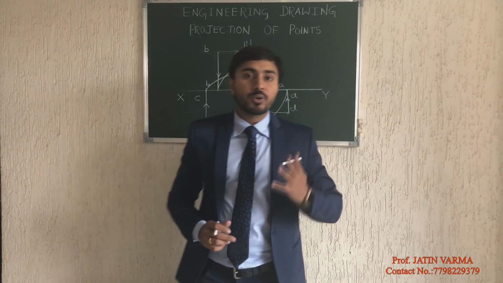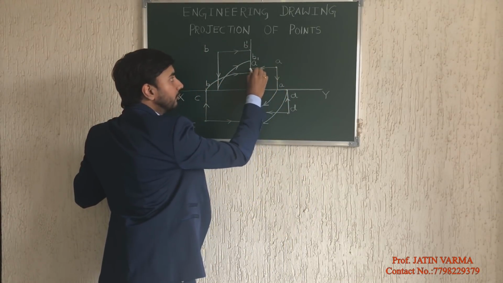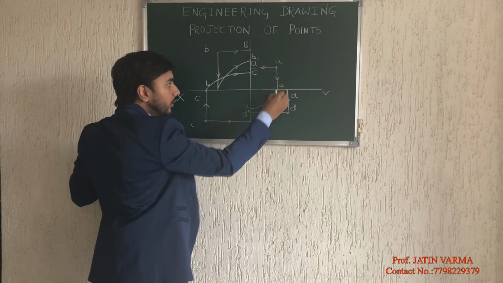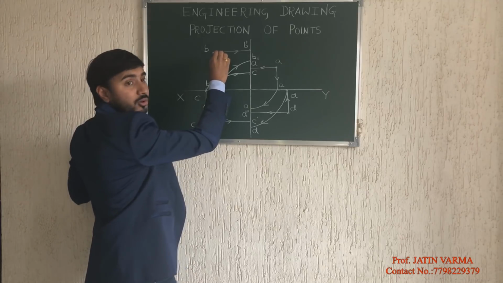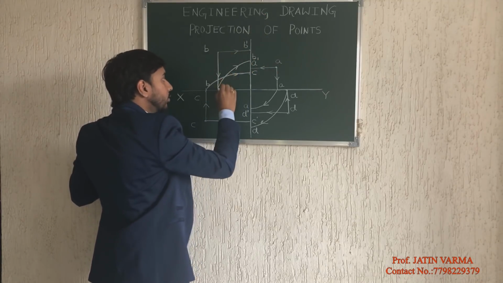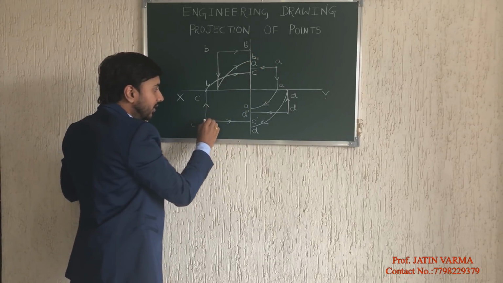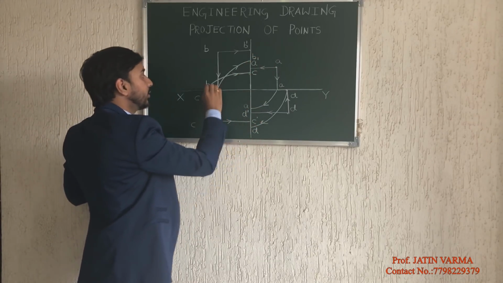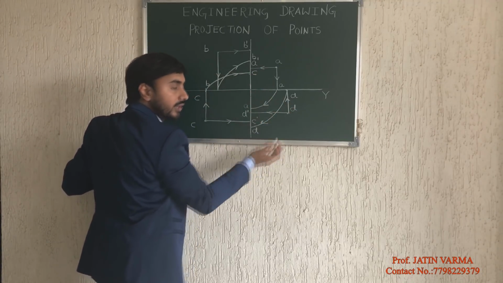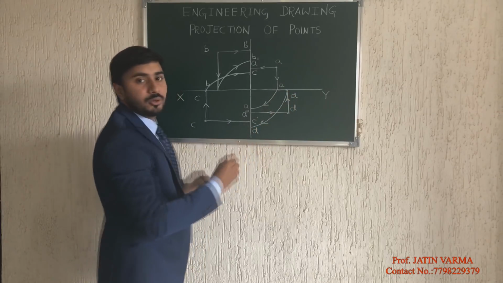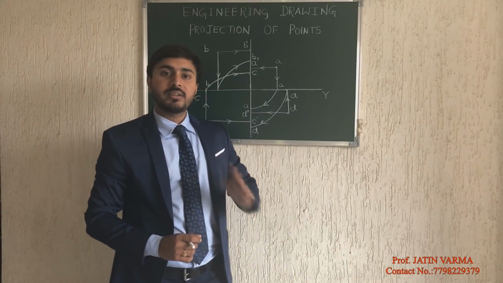So I have got four conclusions over here. The first conclusion: if my point is in the first quadrant, the front view is above xy, and the top view will be rotated and thereby is below xy. If the point is in the second quadrant, the front view is above xy, and the top view is again above xy. In the third quadrant, the front view is below xy and the top view is above xy. In the fourth quadrant, the front view is below xy and the top view is again below xy. So these are the four conclusions of points when they are located in different quadrants.